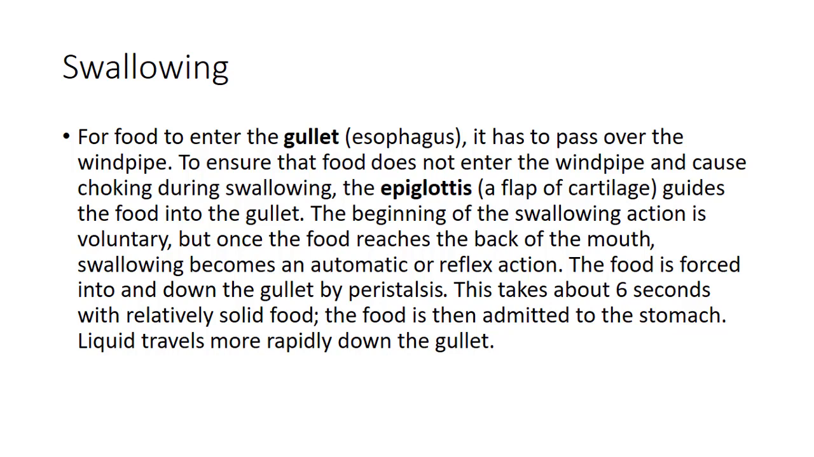It has to pass over the windpipe, and we must ensure that food does not enter the windpipe and cause choking during swallowing. The epiglottis is kind of like a door which separates those two tubes: one goes to the lungs, and the second one goes to the stomach. The epiglottis, a kind of flap of cartilage, guides the food into the gullet, the esophagus, as I said before.